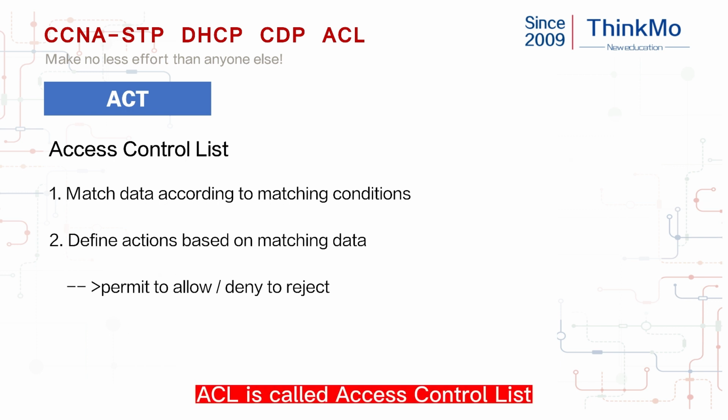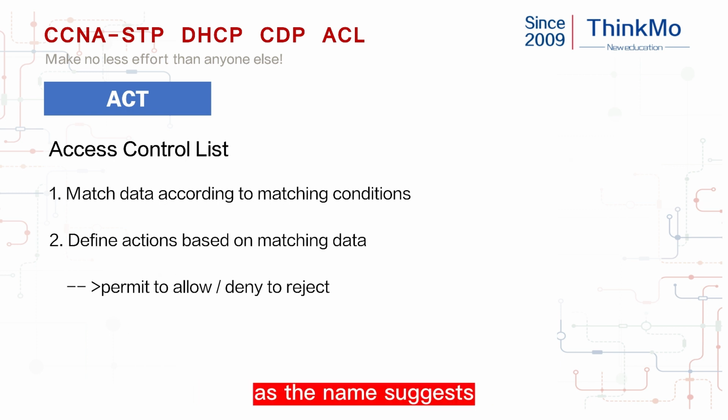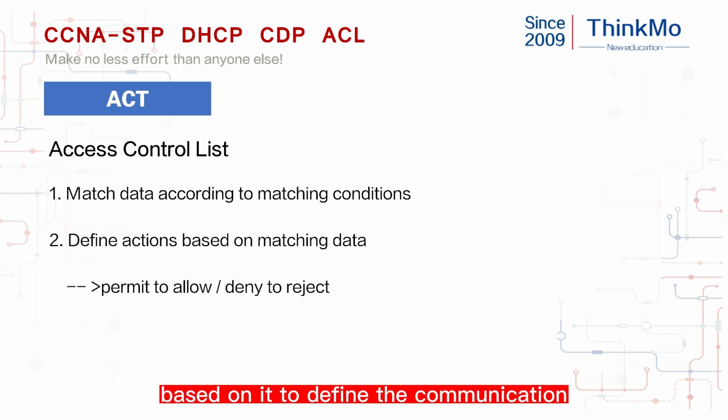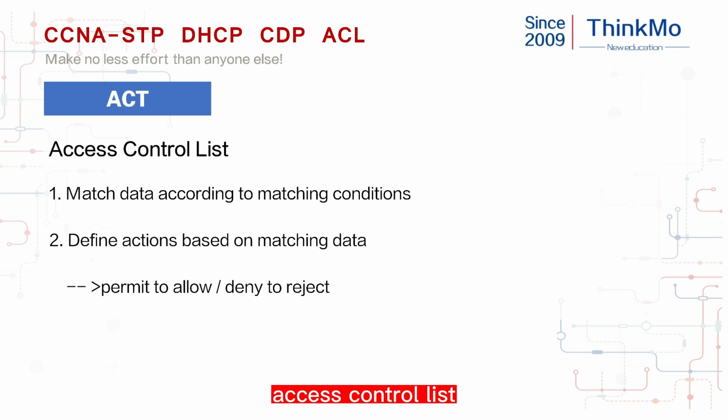ACL is called Access Control List. As the name suggests, it is for access control. It is actually equivalent to a function, or you can also understand it as a strategy, based on which we define the communication of future data as a whole. Access Control List. When configuring in Cisco, we call it Access List.